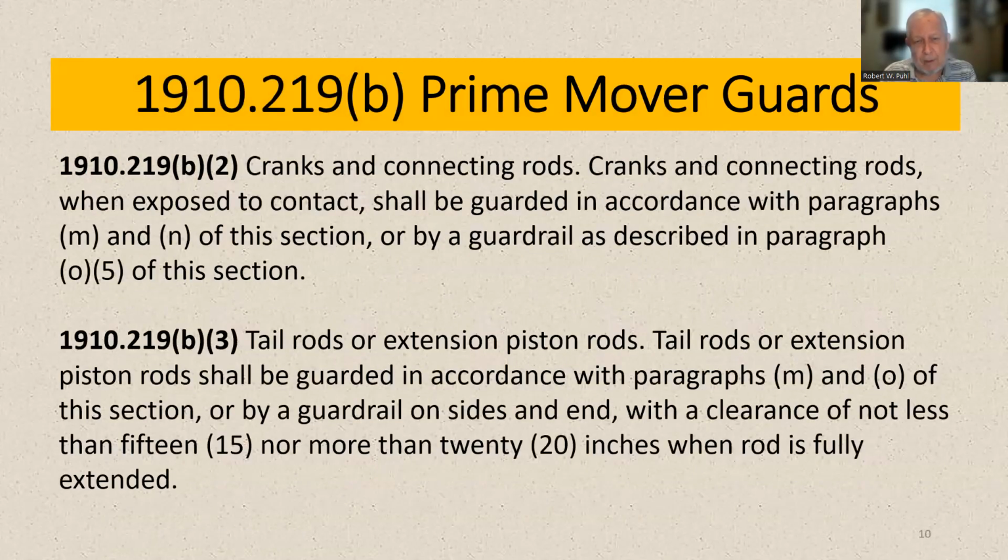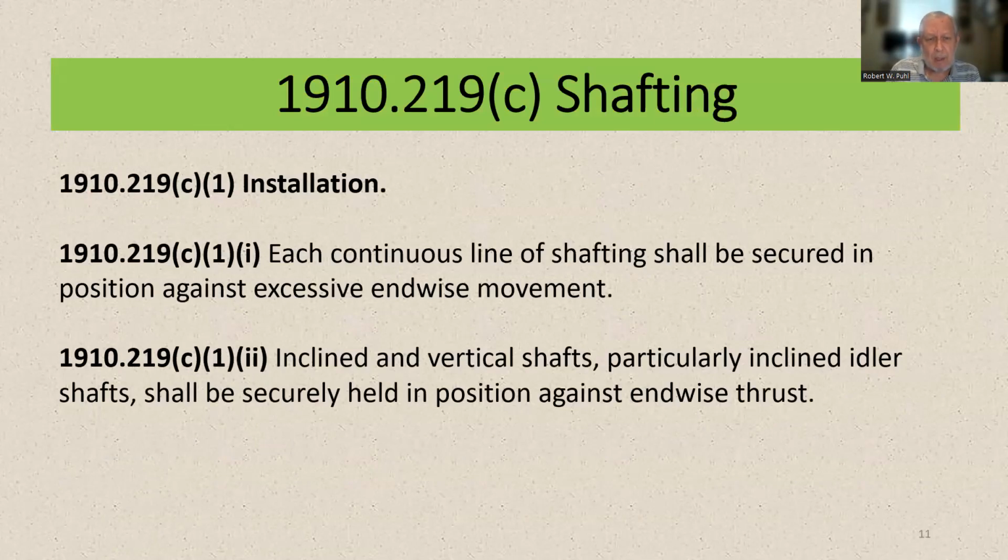Cranks and connecting rods, tail rods or extension piston rods. Again, these have details in here that I don't think you ever encounter, so we're not going to spend a lot of time on them. Shafting: each continuous line of shafting shall be secured in position against excessive endwise movement. The other one is position against endwise thrust. So they don't want the end of the shafting flapping in the wind, so to speak.